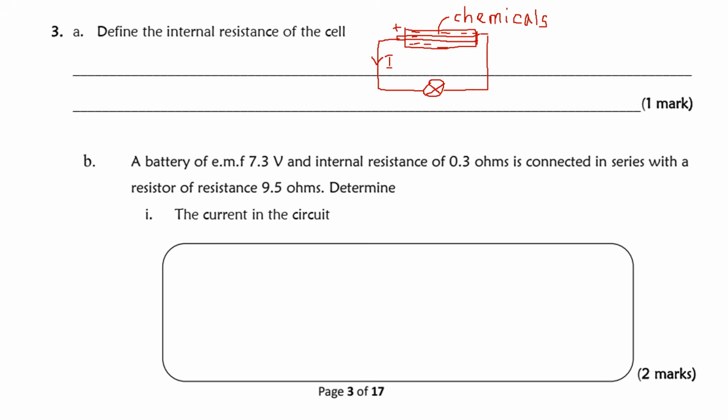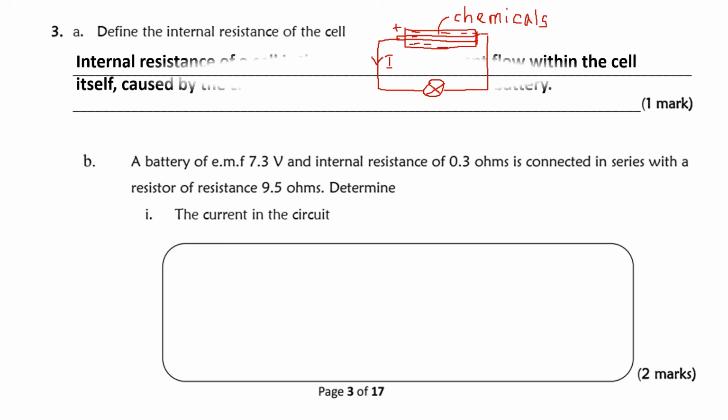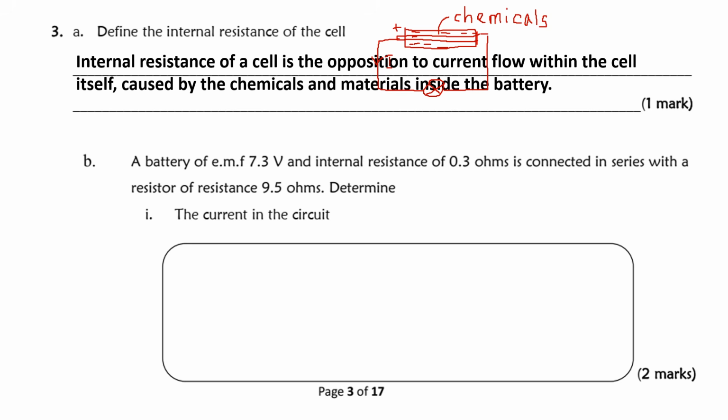So we define internal resistance in the following manner. Internal resistance is defined as the opposition to current flow within the cell itself caused by the chemicals and materials inside the battery. In this case, we are referring to a cell. So we cannot use battery to mean cell. I beg your pardon, learners. So this is a cell.